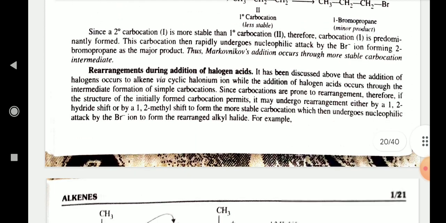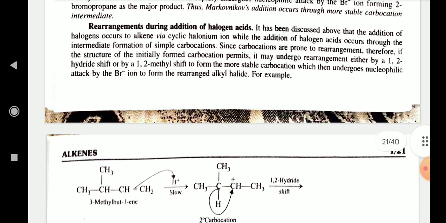Since a secondary carbocation is more stable than a primary carbocation, the secondary carbocation is predominantly formed. This carbocation then rapidly undergoes nucleophilic attack by the bromide ion, forming 2-bromopropane as the major product. Thus, Markovnikov's addition occurs through the more stable carbocation intermediate.